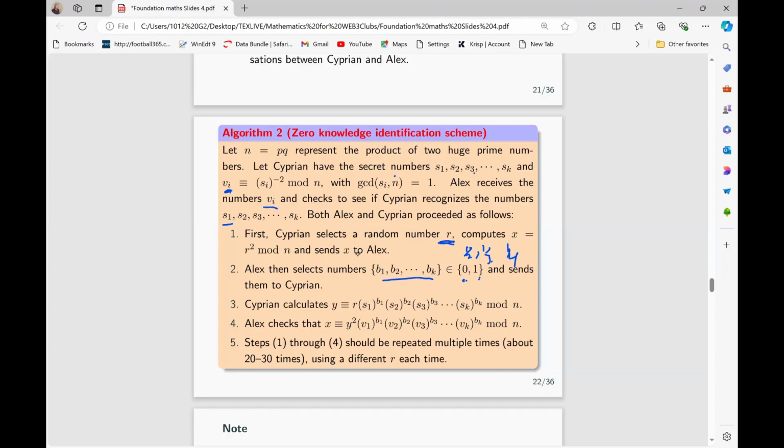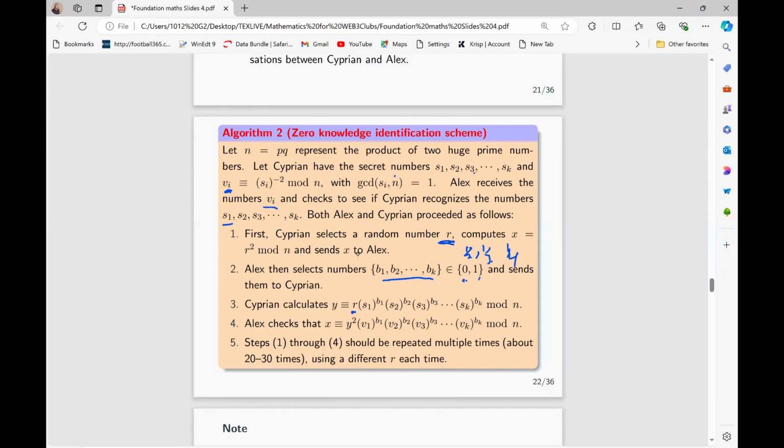He sends you those numbers. So when you receive these two numbers, you're supposed to convince him that you know what S is. The first thing you do on receiving these two numbers is take the R that you have.